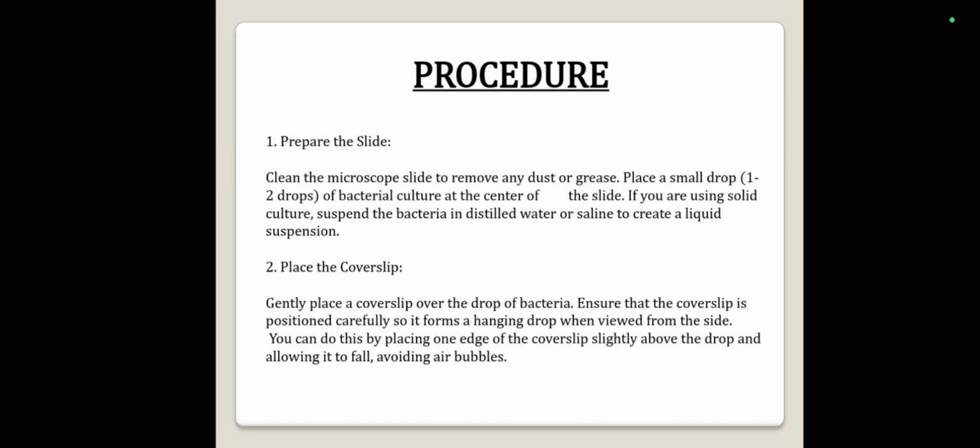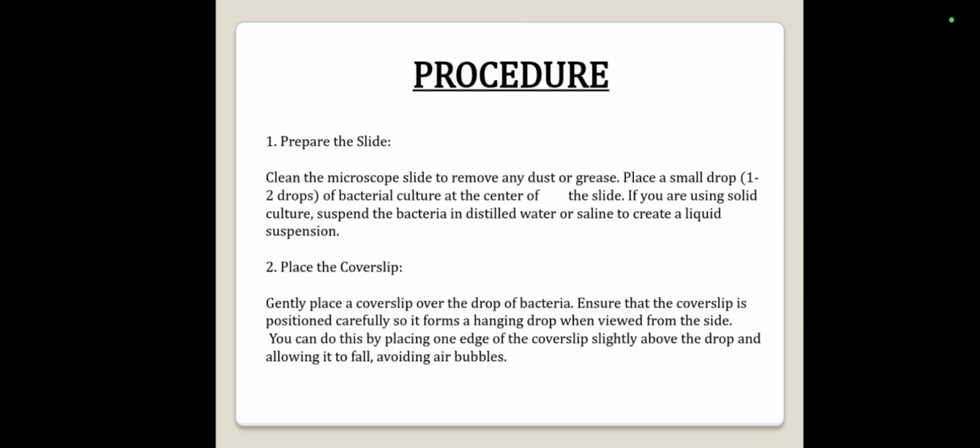Procedure. Clean the microscope slide to remove any dust or grease. Place a small drop of bacterial culture at the center of the slide. If you are using slant culture, suspend the bacteria in distilled water or saline to create a liquid suspension. Gently place a cover slip over the drop of bacteria.